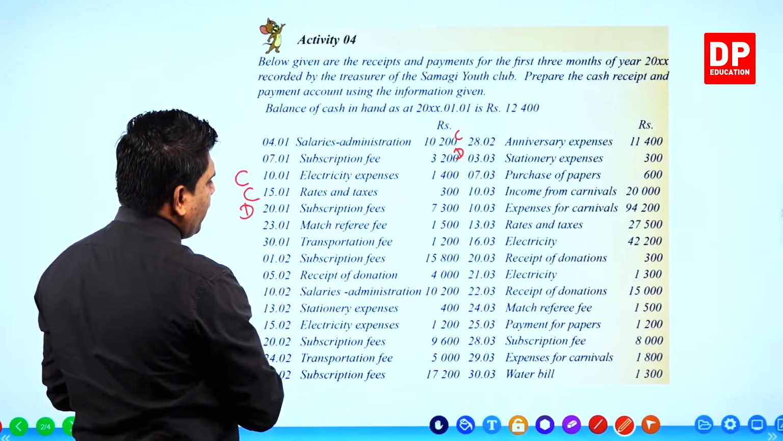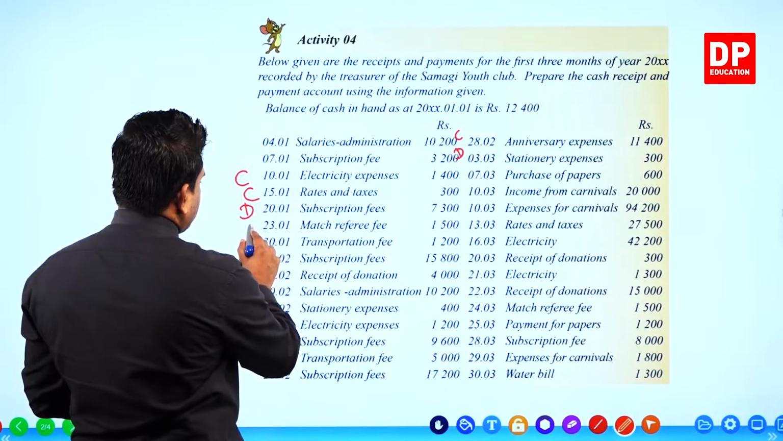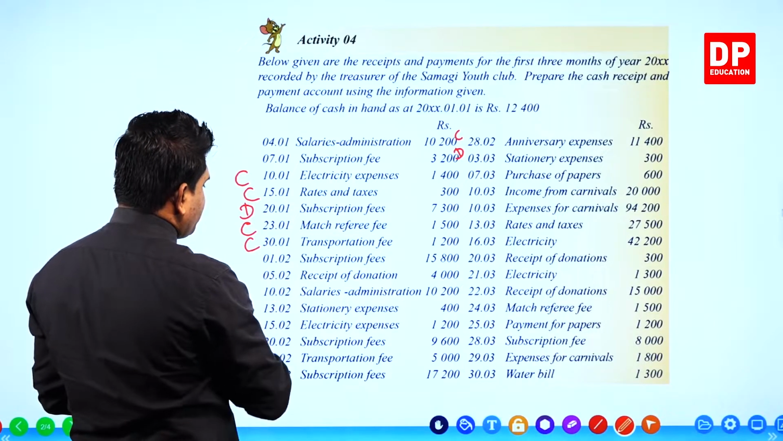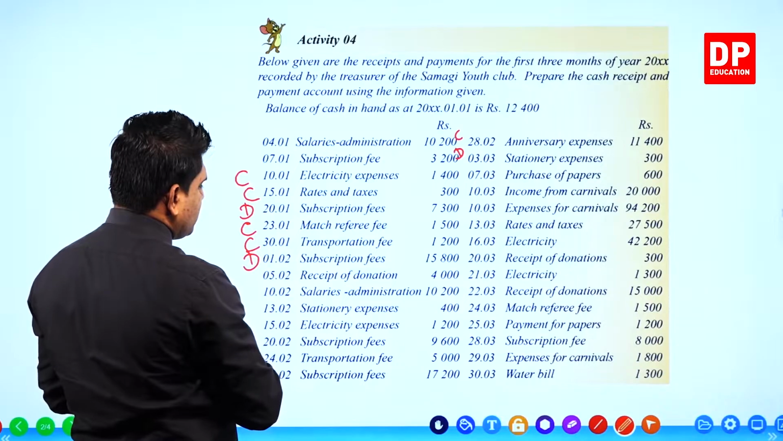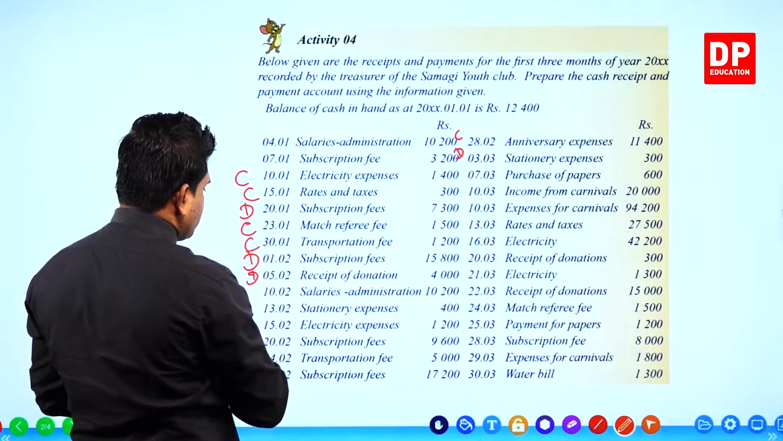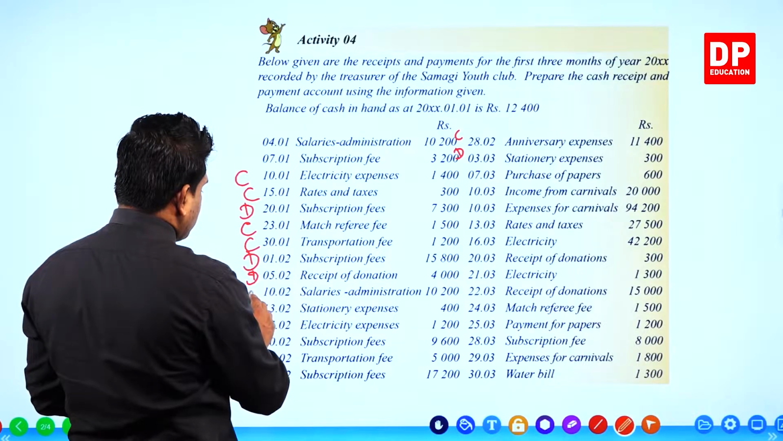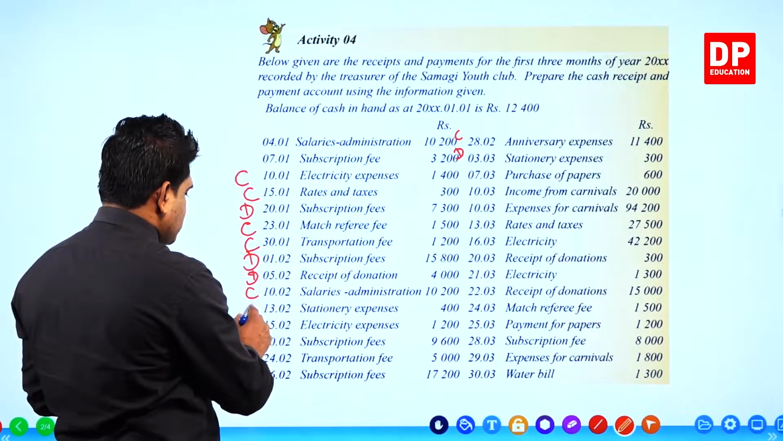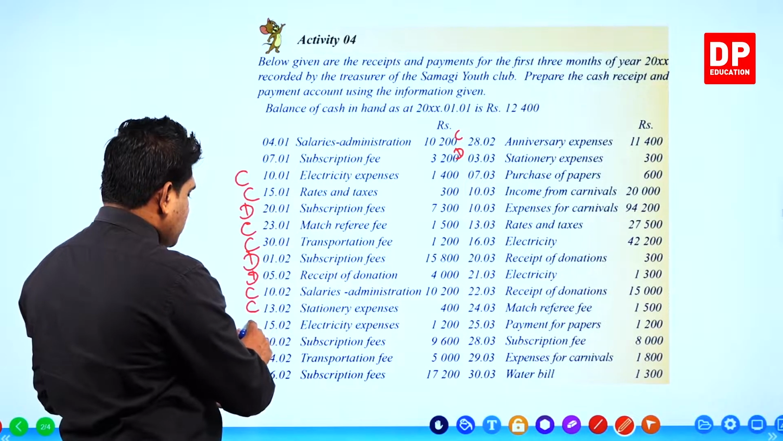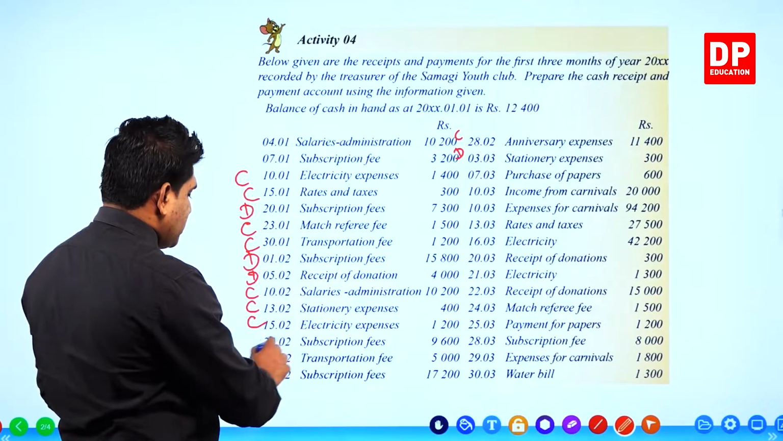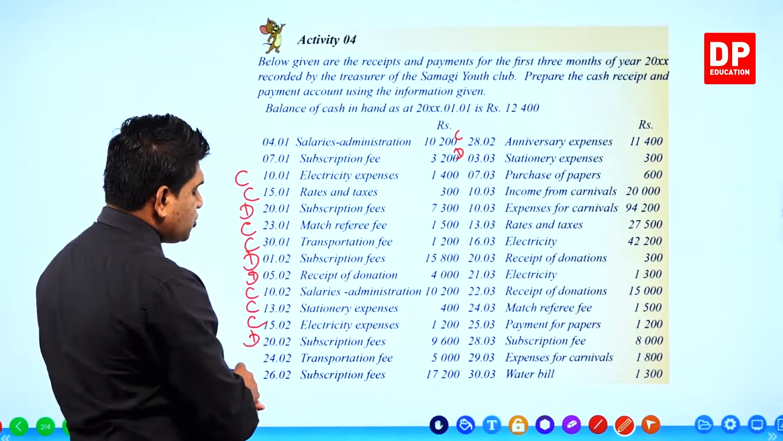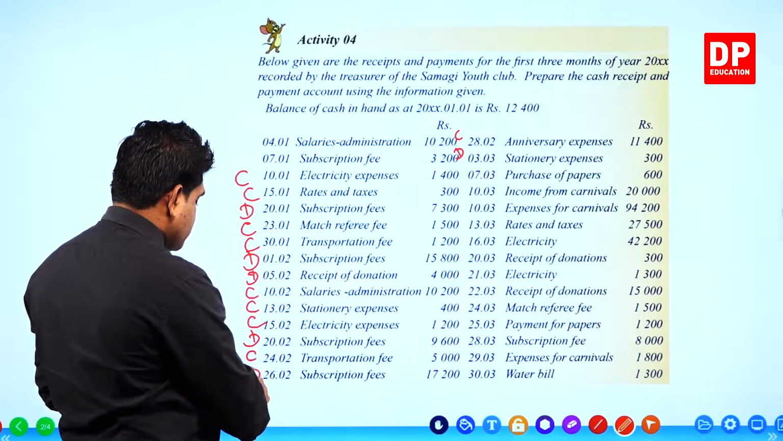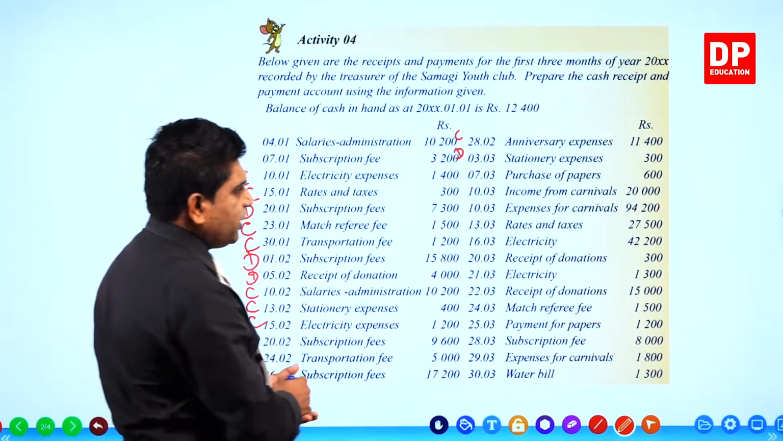Match fee, debit or credit? Credit. Transport fee, credit. Subscription fee, debit. Receipts of donation, debit. Salaries and administration, credit, because we give money. Stationery expenses, credit. Electricity, credit. Subscription, debit. Transportation, credit. Subscription, debit. Right? Now you go to the next side.